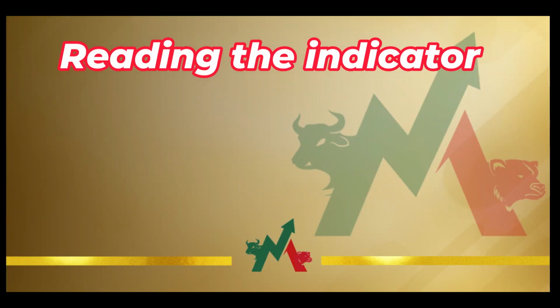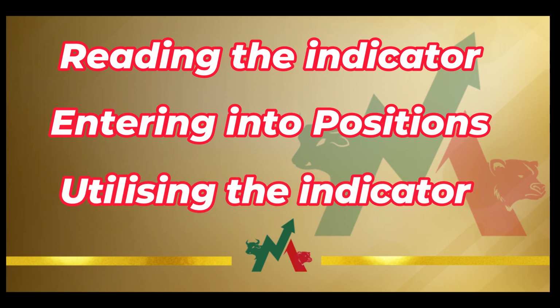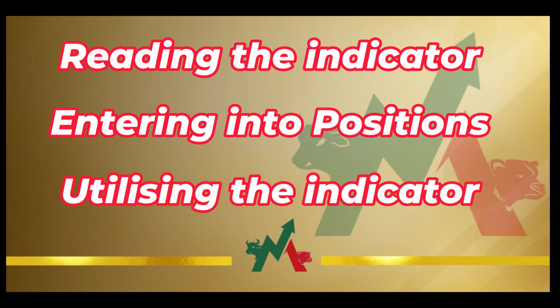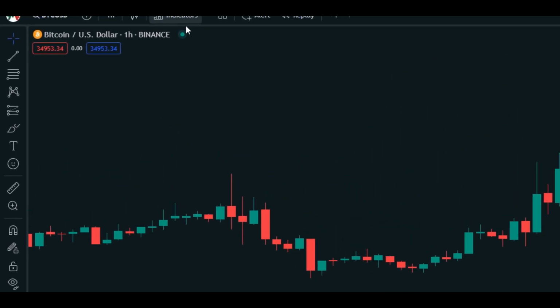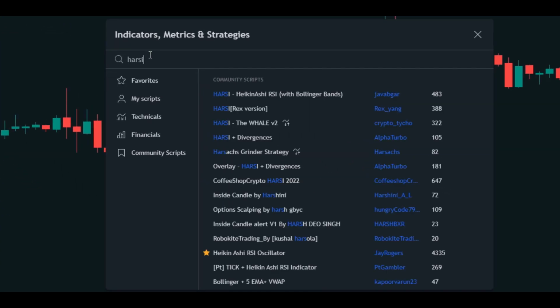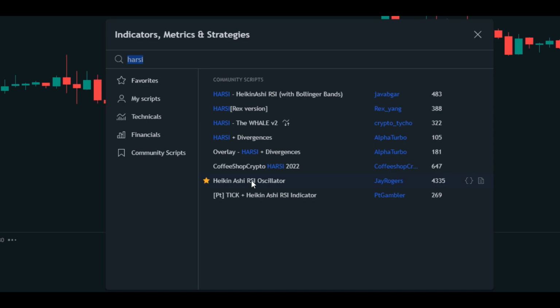In today's video, we will be showing you exactly how the indicator can be read and how it can be used to enter into positions along with a profitable scalping strategy that utilizes the indicator. Let's first add the indicator to the chart. Head over to the Indicator Search tab and search for the RSI indicator. Select the indicator made by J. Rogers, and add it to the chart.